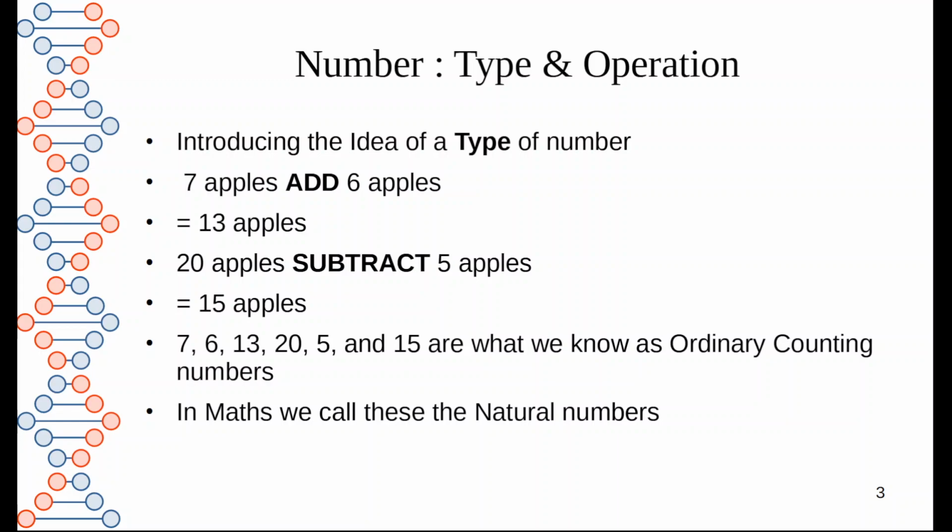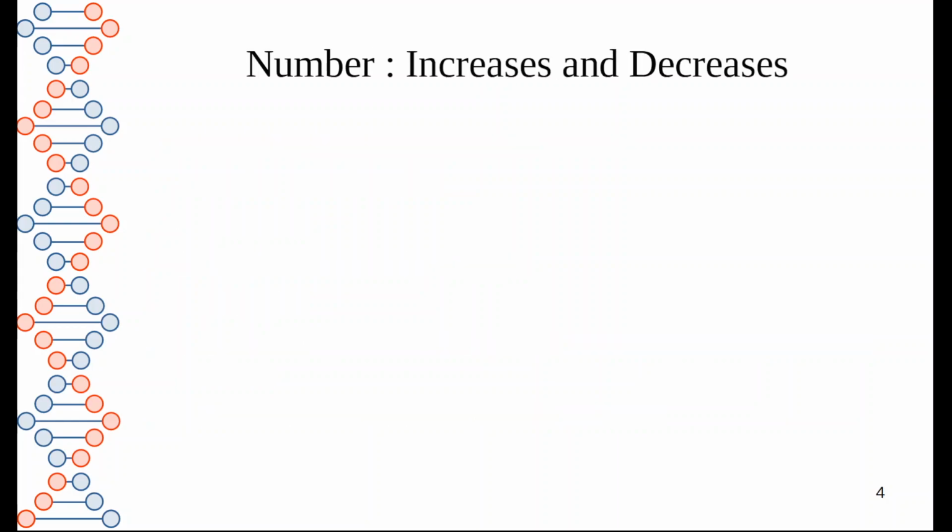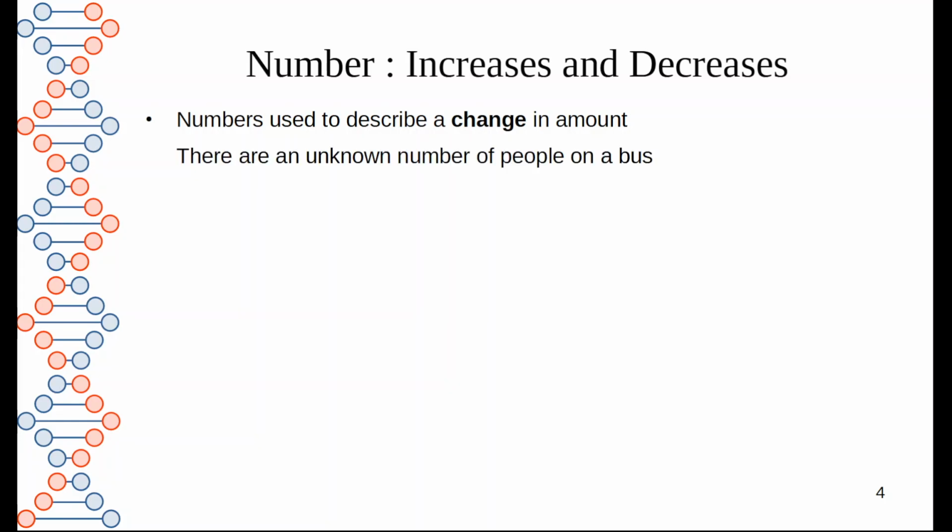Let's look at another type of number. You already know one called fractions, but you might not have heard of one that we use to compare numbers for increases and decreases. So these are numbers that we use to describe a change in amount. So for an example, let's say there are an unknown number of people on a bus and 5 people get on and 5 people get off the bus and 3 people get on. Now, if you knew how many people were on the bus, you might say we're subtracting a count of 5 and adding a count of 3.